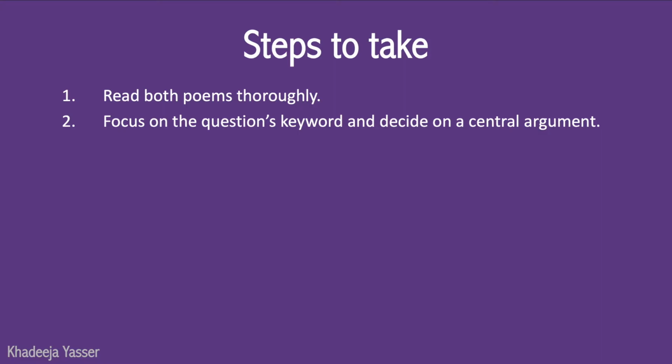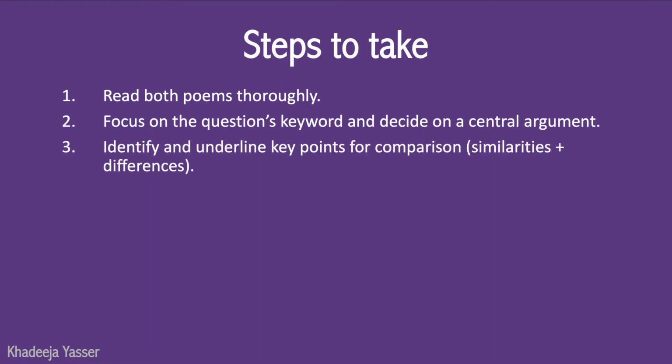Then you have to decide on a central argument. What does this mean? You have to decide what is the main thing that you're going to show is the difference between the two poems. How are you going to show that these poems are different and have some small similarities as well? What's the main thing you're going to differ on? And we're going to look at an example question later on in the video as well to help you with this so you'll understand better.